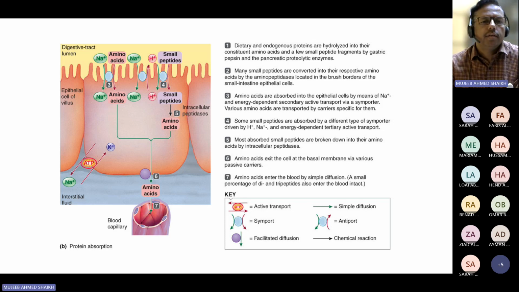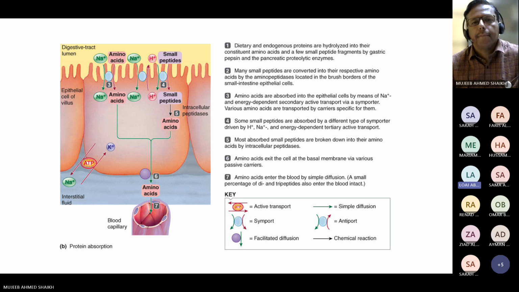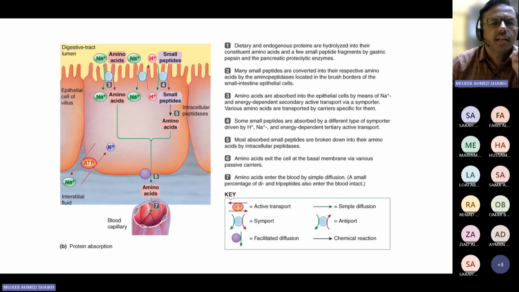Are you getting my point? Understanding? So you mean, Doctor, the hydrogen will move out from the cell and the small peptide will take hydrogen back? Yes. Because see here, at the same time, there is the sodium hydrogen pump. So the hydrogen which moved into the cell is again thrown back. So it is recycling, going in and out, in and out. And in this way, the two pumps are functioning.